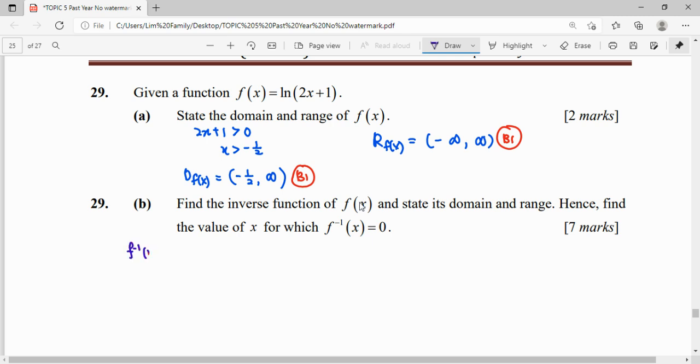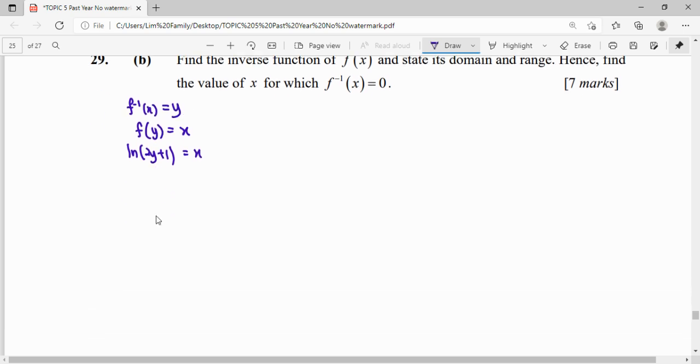Let our inverse function equal y, and then when we inverse it, f inverse becomes f, then domain becomes range, range becomes domain. So for f(y), substitute our y into our function here, it will become ln(2y + 1). Then we have to express and find out what is our y. Once we find out our y, we can get our f inverse.